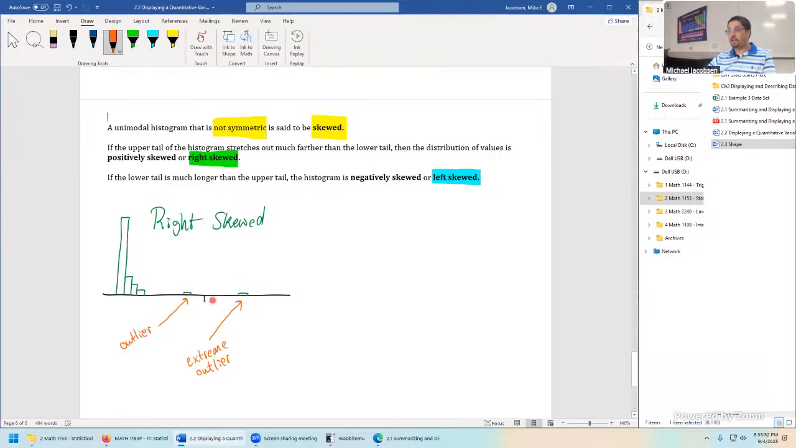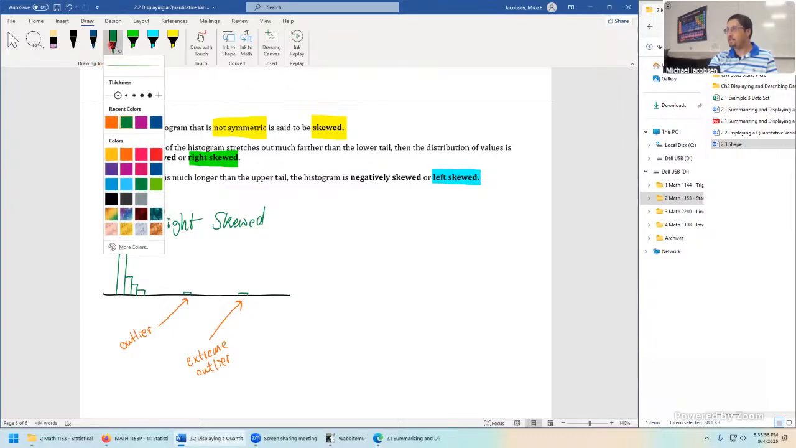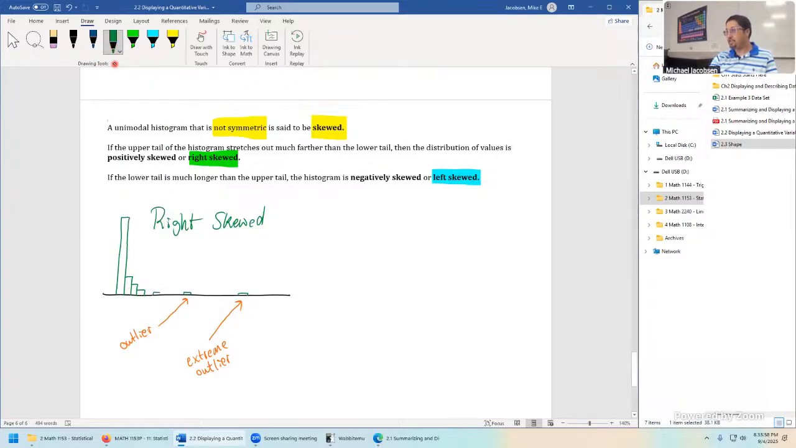This one's an extreme outlier. Nothing over here is an outlier, even if we put in another observation pretty close by. It's still by the main pack of data. But this is what right skew data would look like.